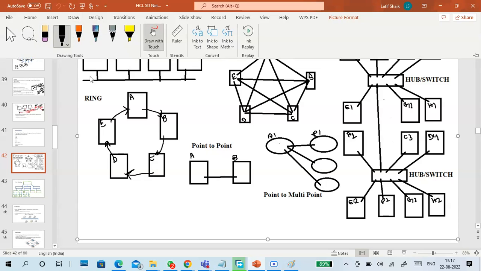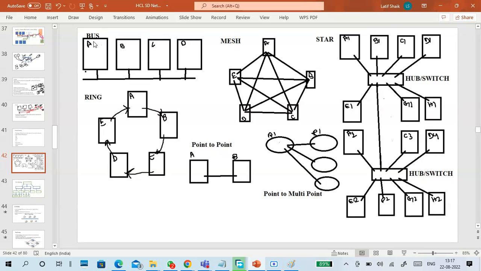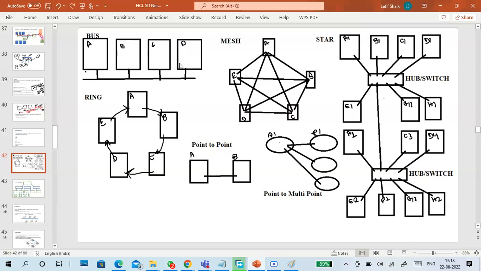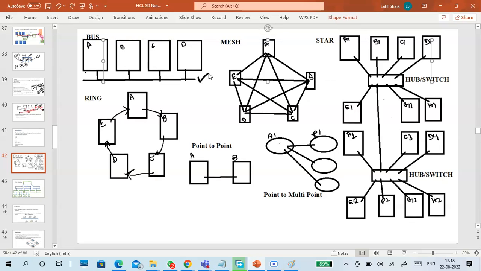Okay, so like this. Here, devices are connected. All these devices are connected via a backbone cable. As I said, in the olden days they used coaxial cable. From the coaxial cable, we can draw multiple cable connections. So we choose one backbone cable, the main thick cable, and from that, multiple connections are taken and connected like this.